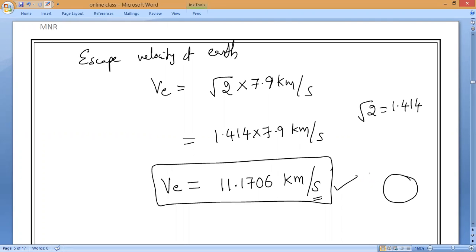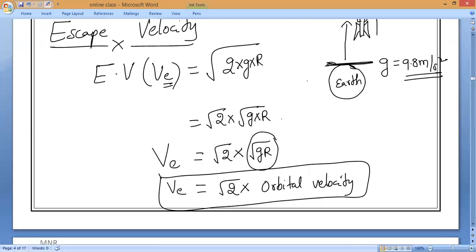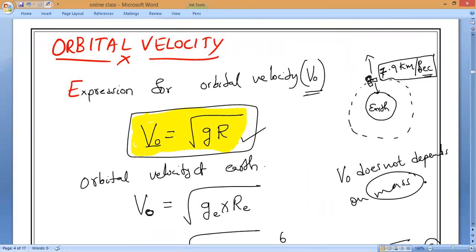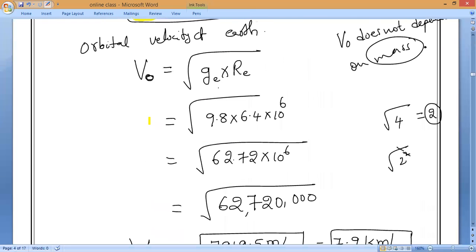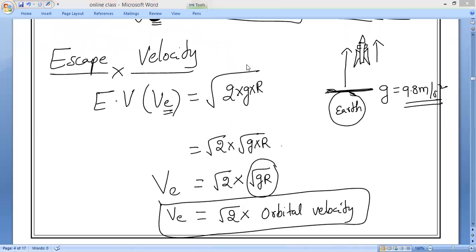That is what you have to remember. Is it okay, guys? Yes, guys. Okay, so all of you should practice it. This is what you can calculate for any planet. Remember these two formulas: escape velocity and orbital velocity. This is for all the planets.